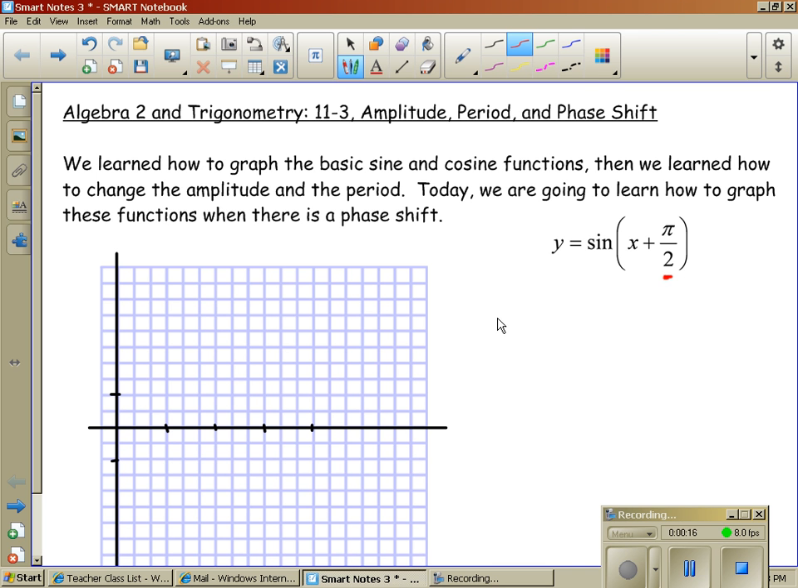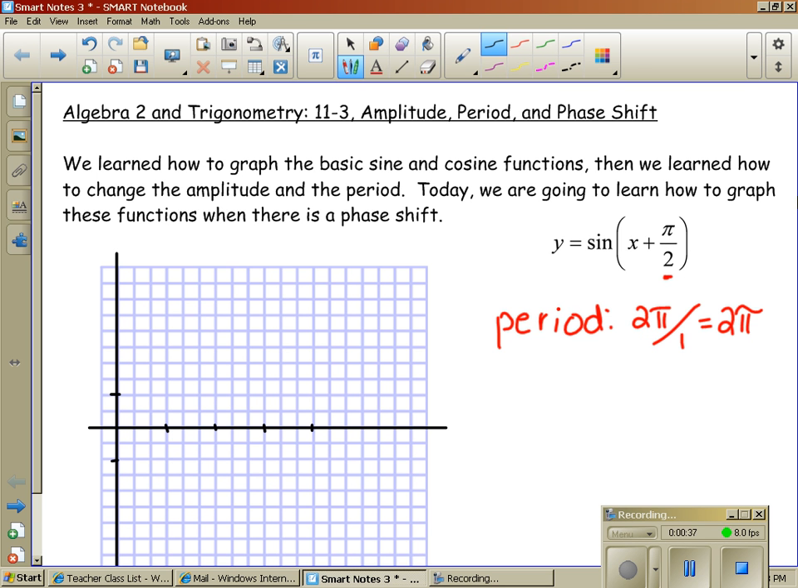First important thing is to talk about the period. Don't let the phase shift confuse you on how to find the period. It's still 2 pi divided by the number in front of x. The number in front of x is 1. 2 pi is the period. This has nothing to do with determining the period.